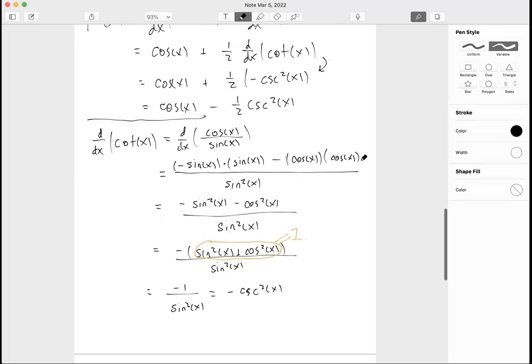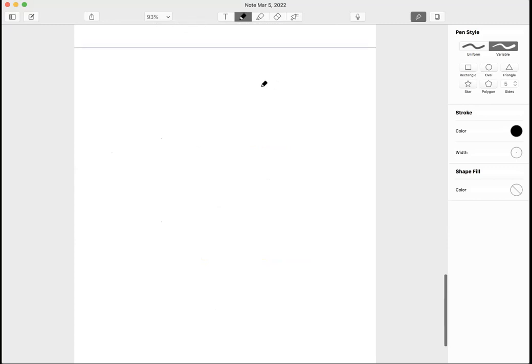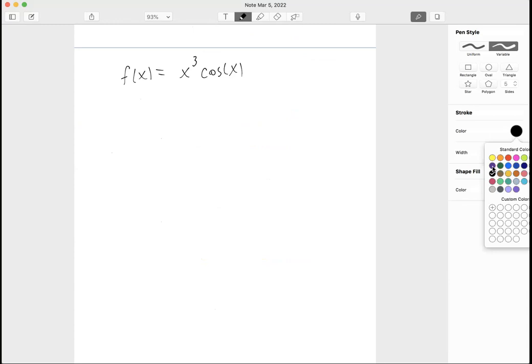Okay, let's do another one. And please stop me if you have questions. Let's do x cubed cosine of x. Okay, so for this one, we notice that this is actually a product of two things, right? It's a product of x cubed and of cosine.